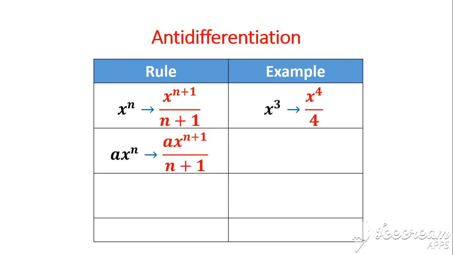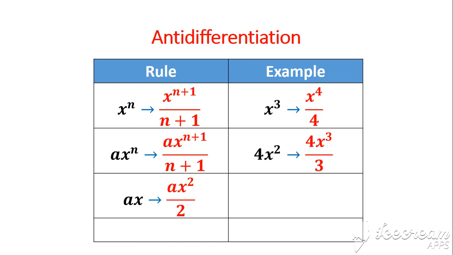If we have a number times x to the power of n, then the number stays where it is. We still add 1 to the power, and we still divide by the new power, n plus 1. So say I give you 4x squared, you're going to add 1 to the power to get 4x cubed, but then you must divide it by 3, the new power of 3.